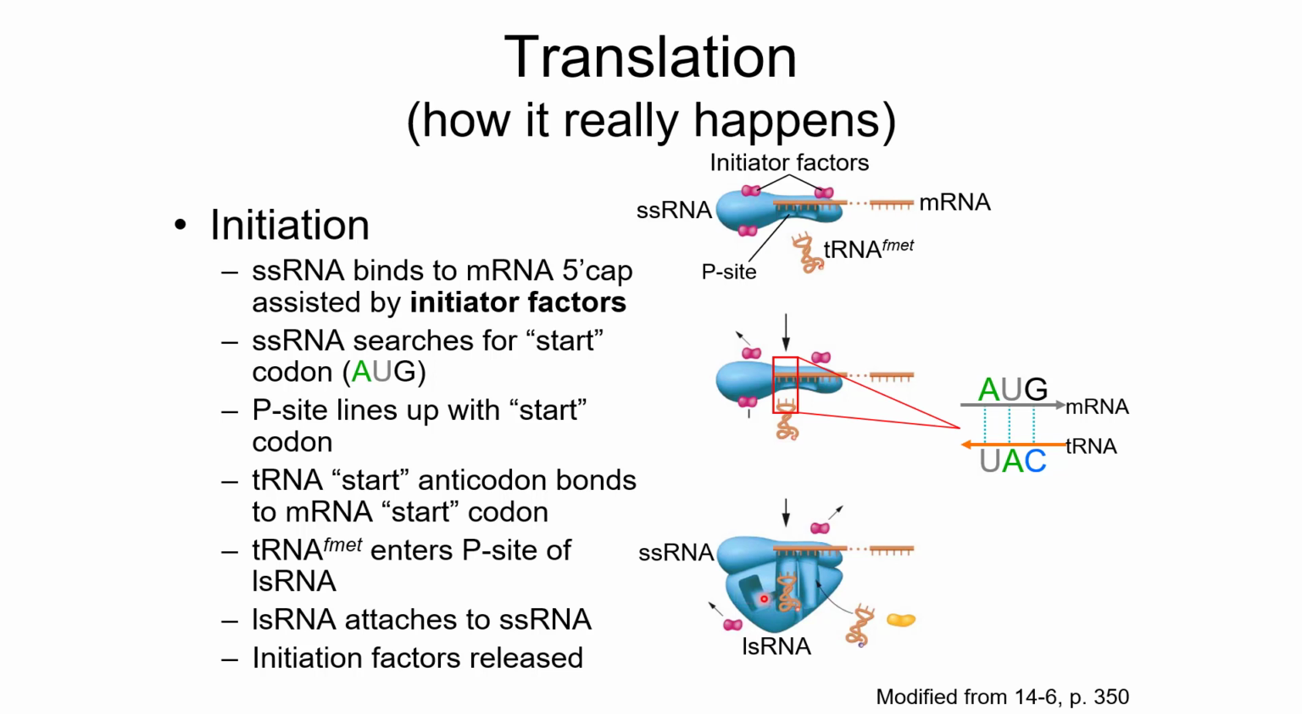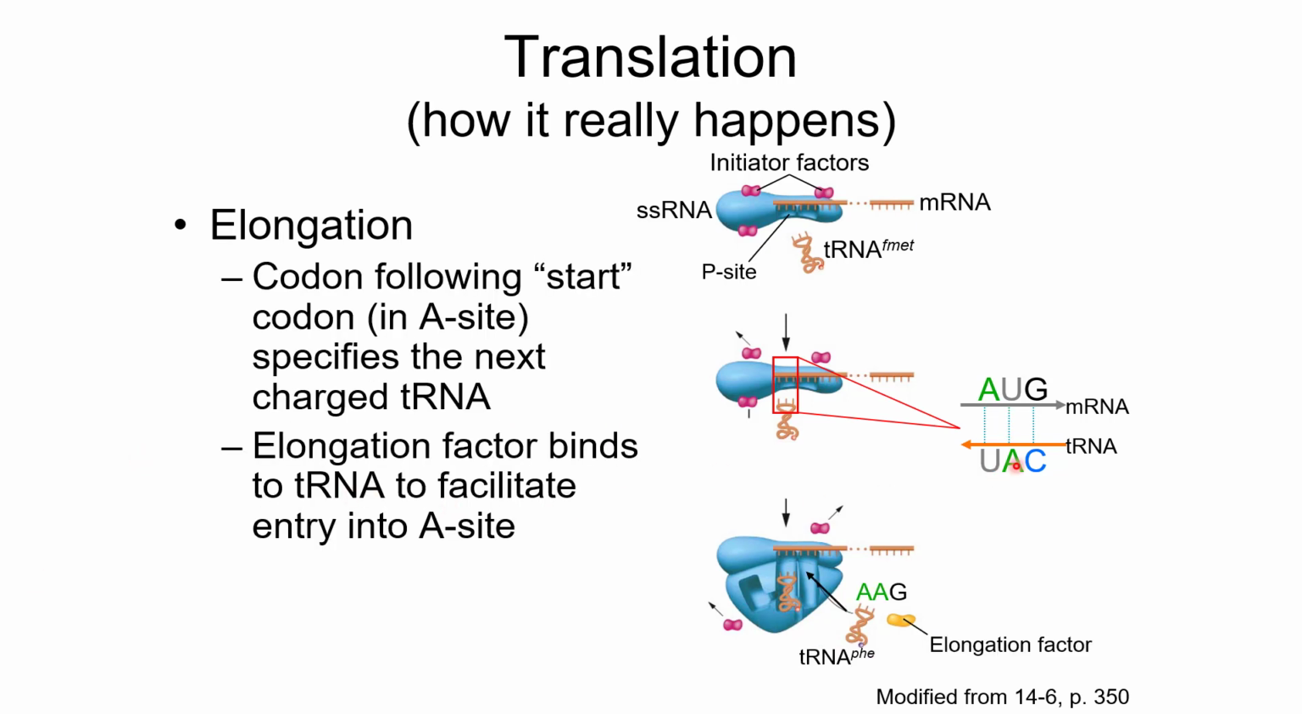Then the large subunit will bind to the tRNA, and initiation factors will then be released, and we'll have our completed ribosome, both the small subunit and large subunit together, with the start codon aligned in the peptidyl site, our tRNA bound in the peptidyl site, and our next amino acid is going to be moved into place by the appropriate tRNA. This moves us out of initiation and into elongation.